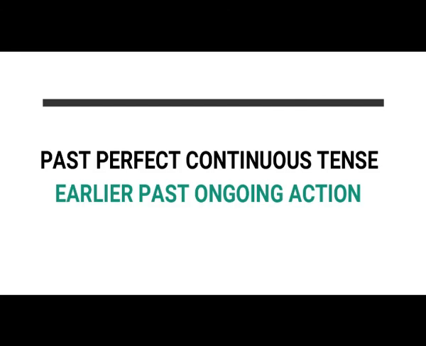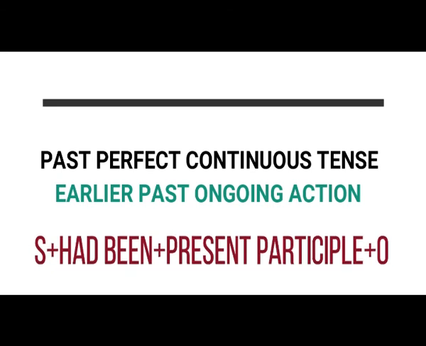And then the last aspect was past perfect continuous tense. Past perfect continuous tense is an ongoing action in the past that happens earlier before a completed action. What is the structure of past perfect continuous tense? In past perfect continuous tense, we use subject, then the auxiliary verb had been, then we use present participle as the main verb, and then we use our object.